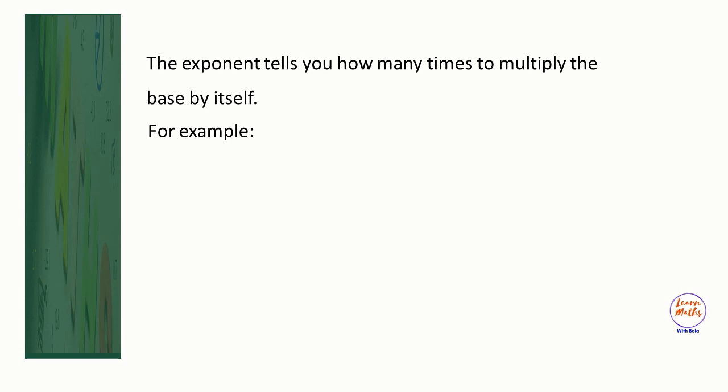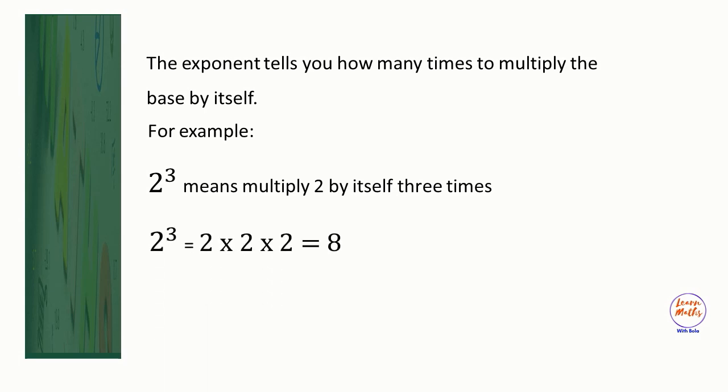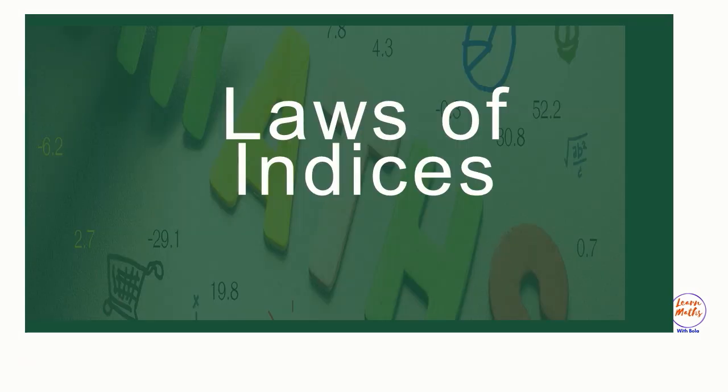So from this explanation, indices and exponents mean the same thing. The index is the exponent. For example, 2 raised to power 3 means multiply 2 by itself 3 times. So 2 raised to power 3 is equal to 2 times 2 times 2, which is 8.